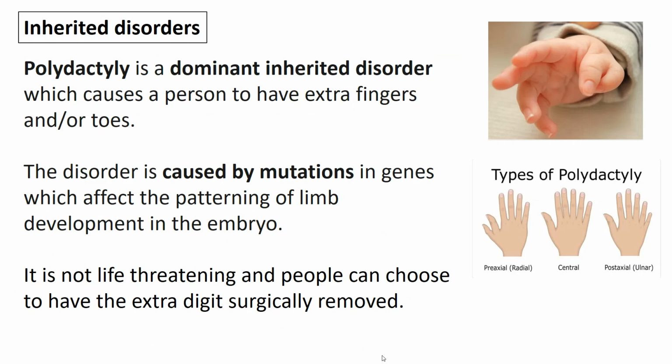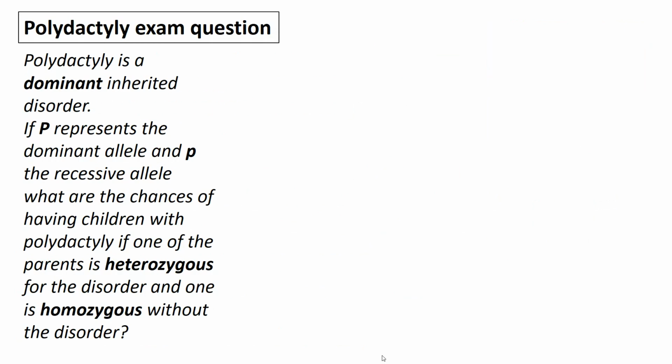And it's caused by a mutation in the genes which affect the patterning of the limb development in the embryo. But it only really affects extra fingers or toes, and people can have them surgically removed if they want, and it is not a life-threatening disorder, but it is dominant, and that's what you need to know about it.